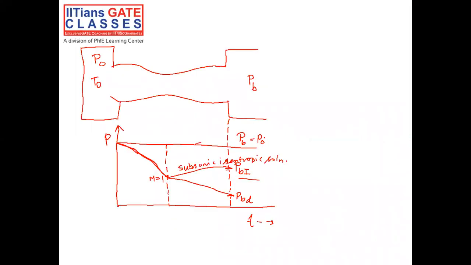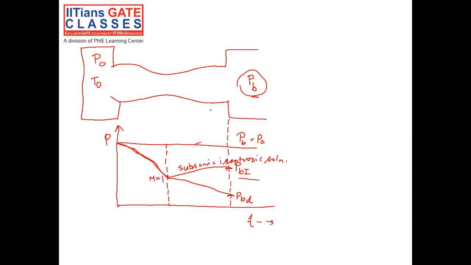convergent divergent nozzle. Okay, so let's consider this convergent divergent nozzle, the chamber pressure and chamber temperature of which are P0 and T0 respectively, and PB is the back pressure. The back pressure is the pressure at which the nozzle discharges the flow. Okay, and this back pressure can be regulated by means of a pressure valve.